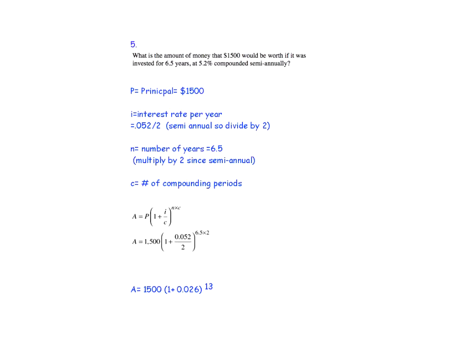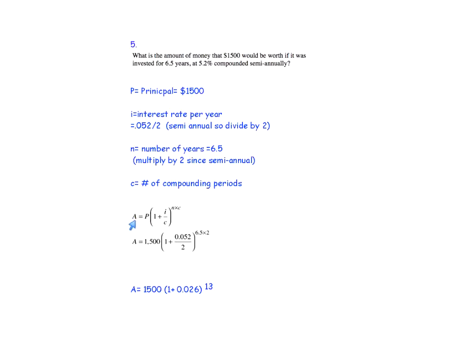Okay, so the next question deals with compound interest. It tells us that we're investing $1,500, and it asks us how much it is going to be worth if it's invested for 6.5 years at 5.2% a year, compounded semi-annually. So we use this formula, and we need to be familiar with it. There'll be a formula sheet on your midterm exam. And so here are the different parts of it.